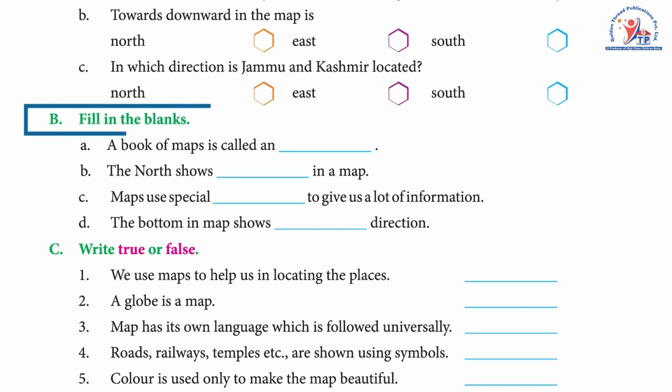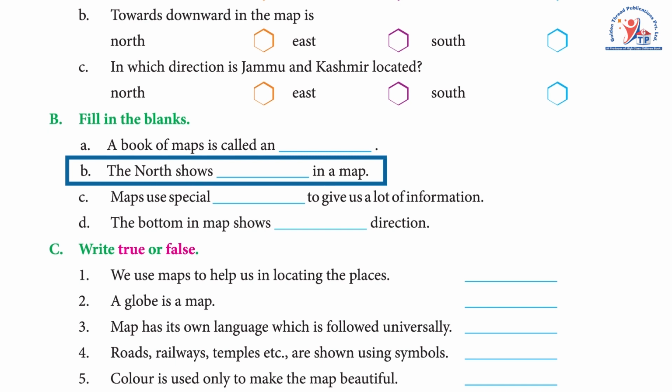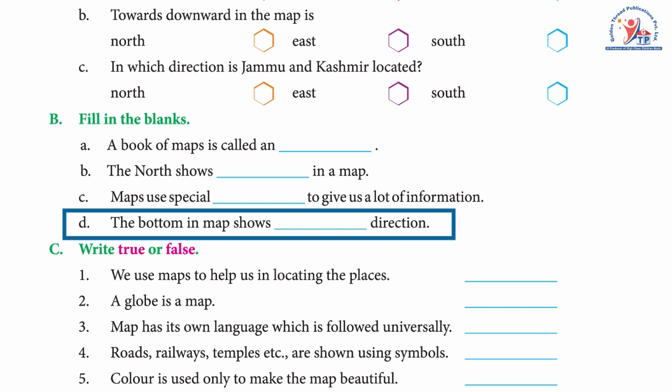B. Fill in the blanks. A. A book of maps is called dash. Answer: atlas. B. The north shows dash in a map. Answer: top. C. Maps use special dash to give us a lot of information. Answer: symbols. D. The bottom in a map shows dash direction. Answer: south.